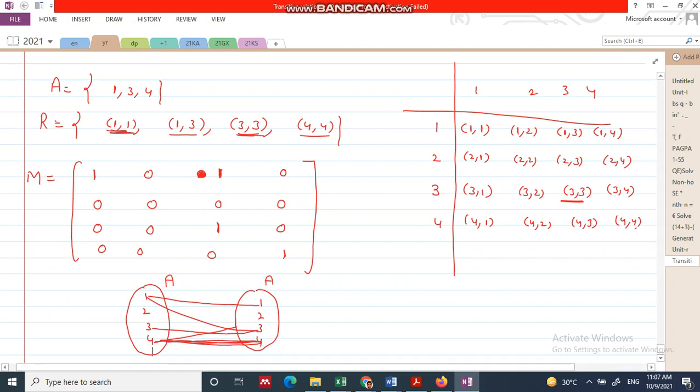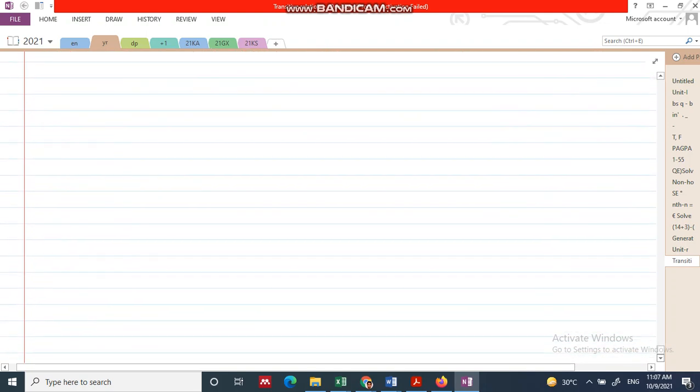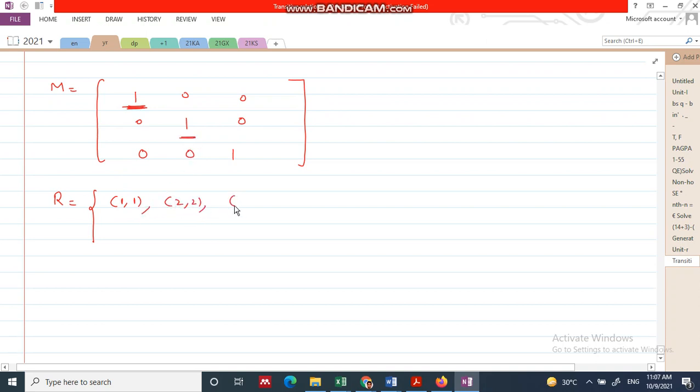Now I just solve one more question in which you are given the matrix and we want to find the elements of the relation. The matrix given here is like this. Now you see that in a relation what elements do you have? Clearly this element is at the position (1,1). Next element is at the position (2,2). Next element is at the position (3,3). So this is the relation which we can form from this matrix.